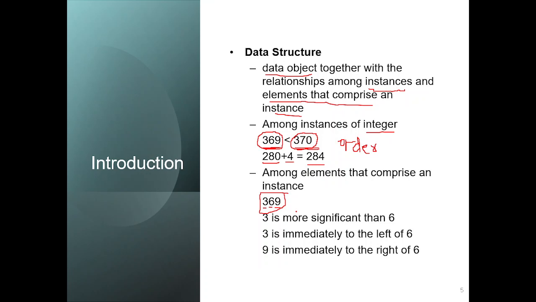In the data structures that we are going to study, we are not going to talk about relationships among elements of an instance. We are mostly going to restrict ourselves to relationships among instances. Say, for example, the data structures that we talked about, say stack or queue. In a queue, say this is a queue. This is the front end of the queue. Let us represent it by the symbol F. And this is the rear end of the queue. Let us represent it by the symbol R.